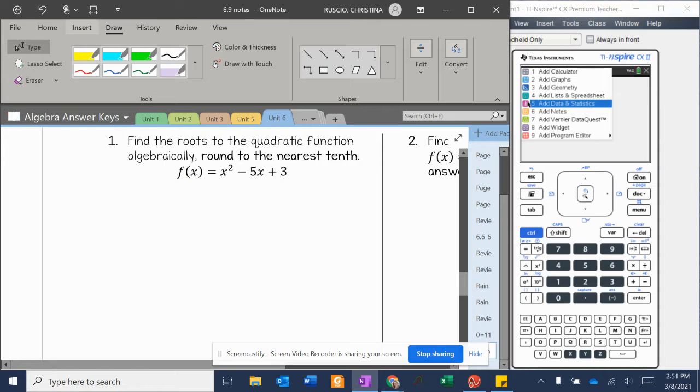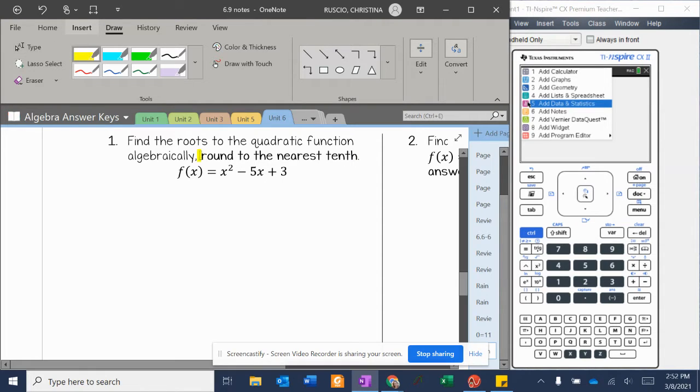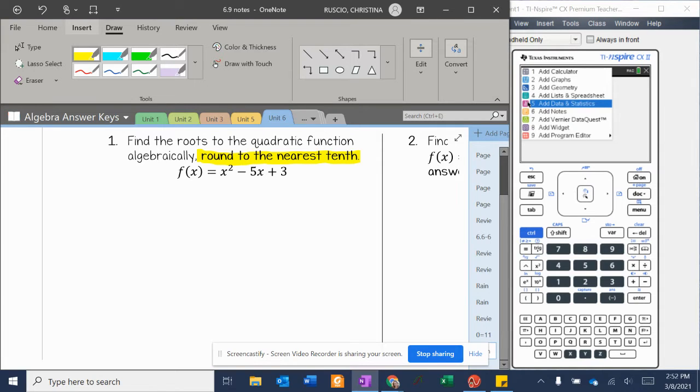So let's go ahead and let's get here. So here it says find the roots to the quadratic function algebraically and round to the nearest tenth. This here is a dead giveaway that we need to use the quadratic formula because we need to round. It doesn't tell me any other way to solve. It just says find the roots algebraically, find those zeros algebraically, and round to the nearest tenth. We will use a quadratic formula when we do not have integer or rational roots. So it will say something like round to the nearest tenth.